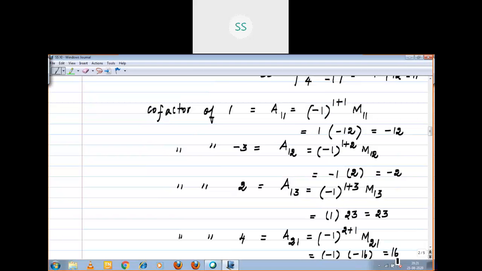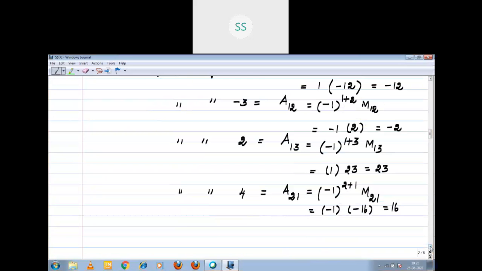Got it? Next, cofactor of minus 1, that is A22, minus 1 the whole power 2 plus 2, M22. Minus 1 the whole power even integer, so it becomes positive. M22 is nothing but minus 4, so your answer is minus 4.